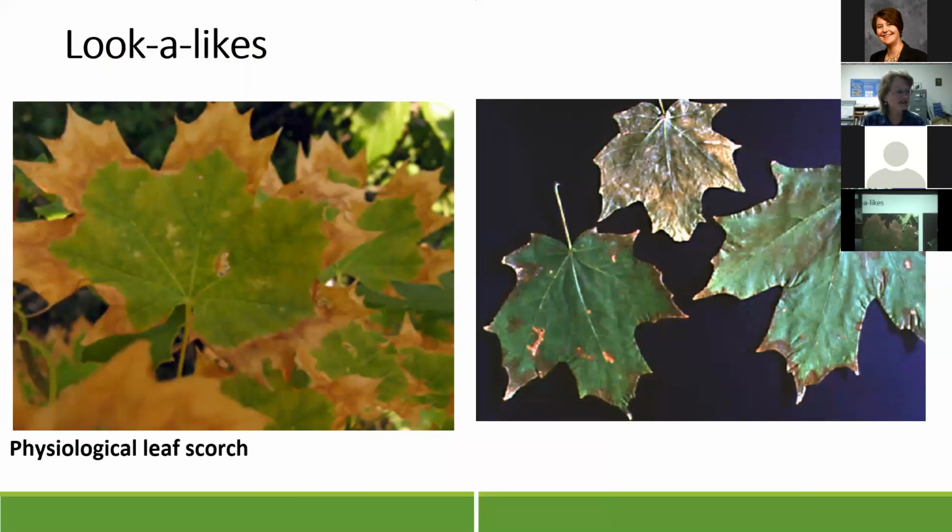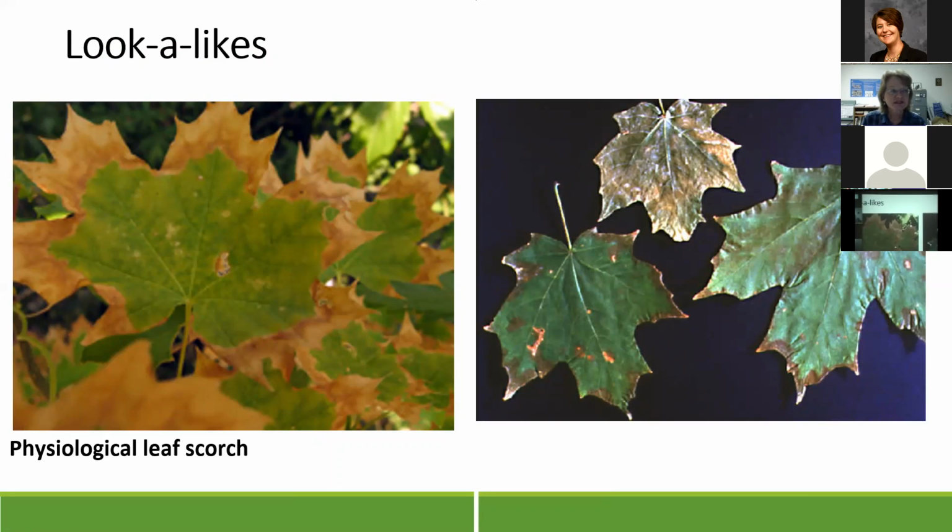But the one here, this is physiological leaf scorch. It may be a younger plant that's not quite established yet. That's why we ask that question. How long has it been in its location? How large is it? What is the growing condition? So if you have a large-leaved maple growing on a very windswept site, maybe it was recently transplanted, much more likely to get physiological leaf scorch.